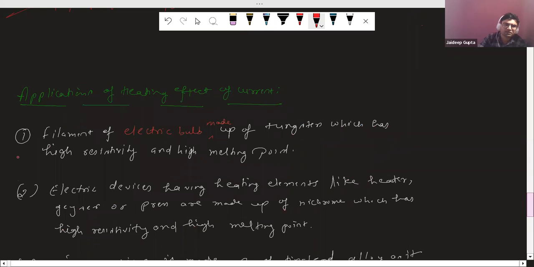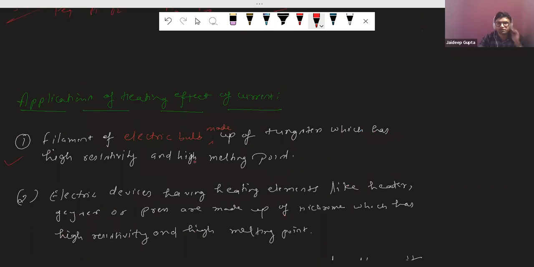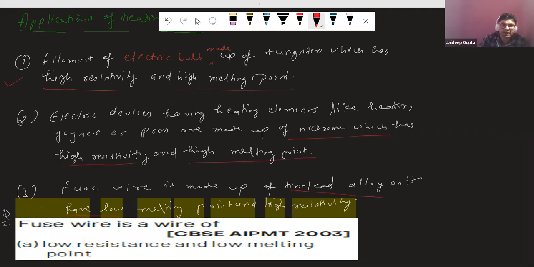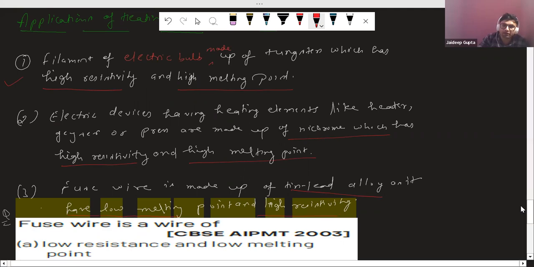Now, application. The filament of an electric bulb is made up of tungsten, which has high resistivity and high melting point, you have to remember. Electric devices having heating elements like heater, geyser, or press are made up of nichrome, which has high resistivity and high melting point. You have to remember the points. The last is fuse wire, made up of a thin lead alloy, which has low melting point and high resistivity.